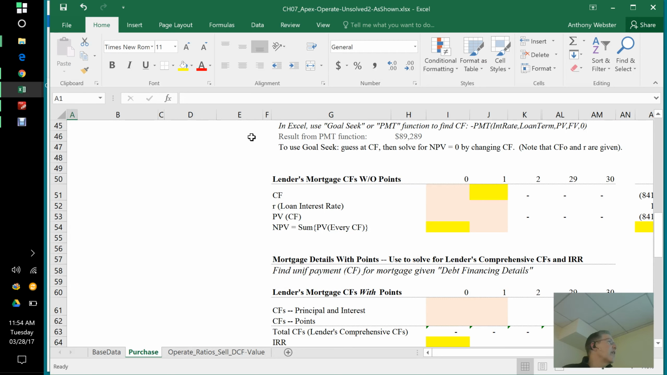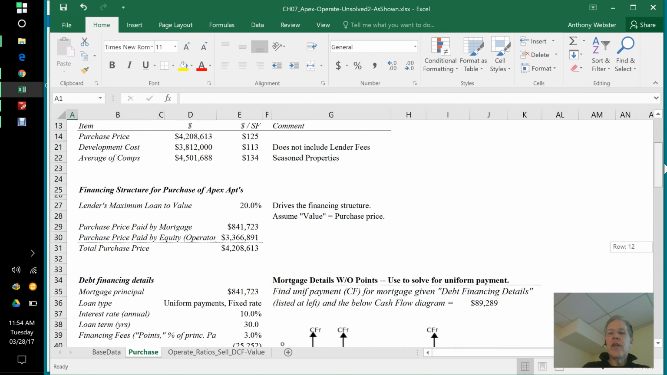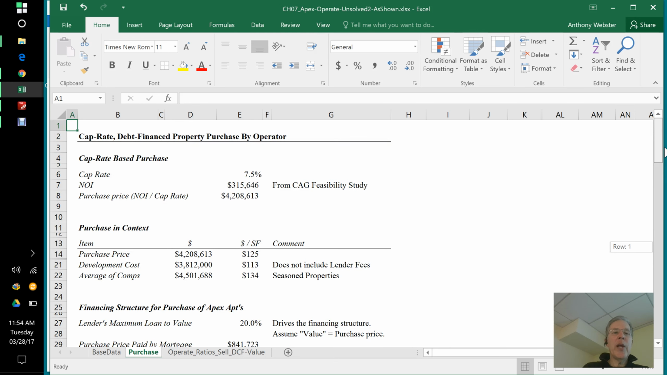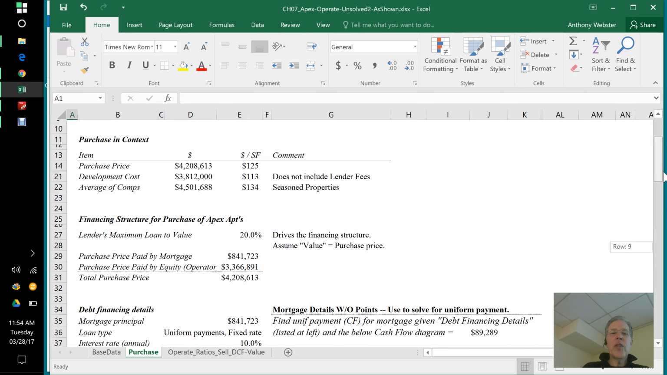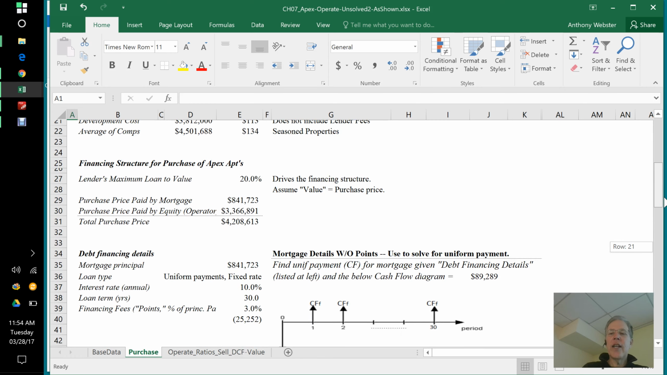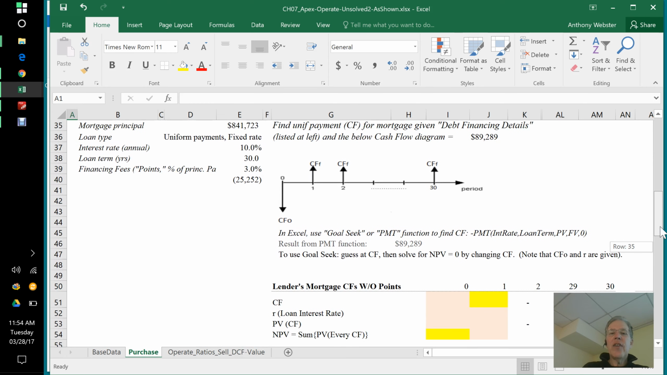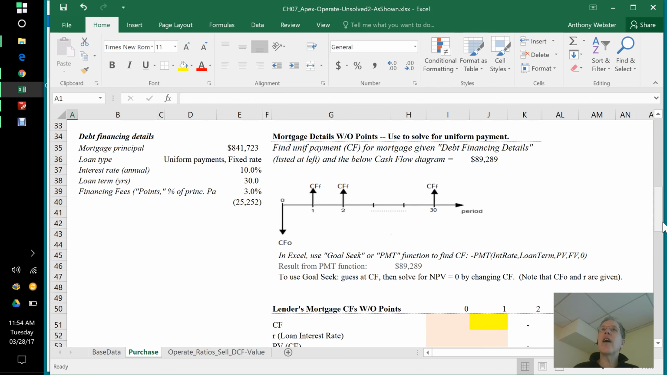All right, so we're going to do the first portion of the Apex Operate spreadsheet, which shows how we have to work everything out at time of purchase for the lender and for the sponsor. A lot of the basic stuff is up at the top of the spreadsheet. We've seen that in class, and as I said in class, the first thing we've got to do is work on the lender. The lender drives everything, okay?